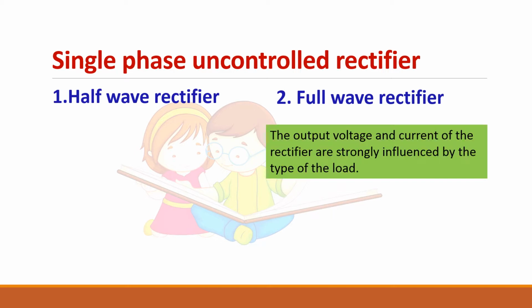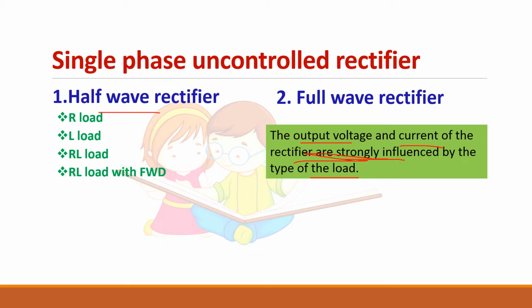As far as rectifier is concerned, the output voltage and the current of the rectifier are greatly influenced by the type of load. It means that whether you are supplying a resistive load or a battery or an inductive load, depending upon that your output voltage and current will change. So we will analyze the performance of this rectifier for different types of loads, namely R load, L load, RL load, and if this RL load has a freewheeling diode, what will be the performance? And in case of a RE load, here E refers to battery.